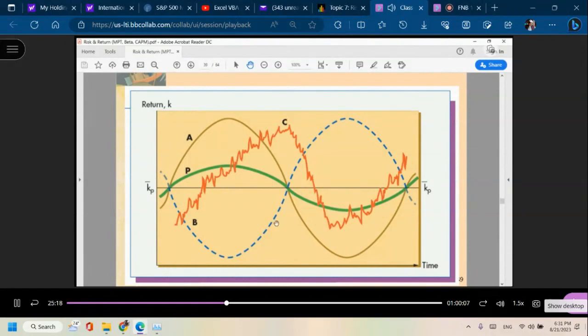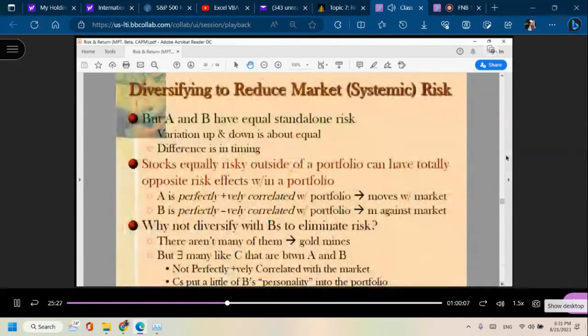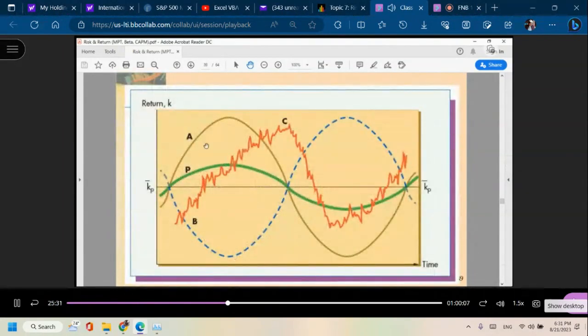Now, ideally, if you can find a stock B, which is perfectly negatively correlated with stock A, meaning the correlation coefficient between A and B is -1, then it will move exactly in the opposite way. When stock A goes up, stock B goes down. When stock A reaches its highest point, stock B reaches its lowest point, and then as A goes down, contraction, hitting the lowest point, that's when stock B reaches the highest point, right? And then expansion again, then stock B goes into contraction, right?